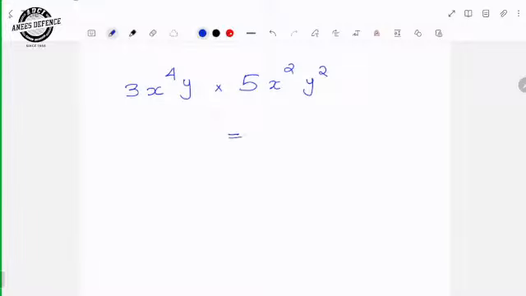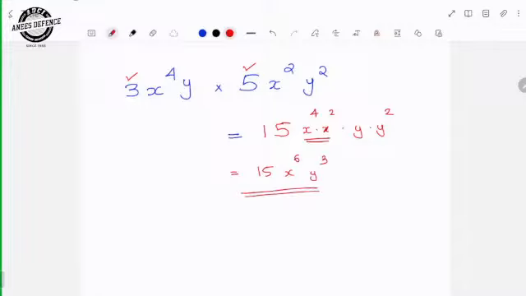How can we write this? See, 3 into 5 will become 15. Then x raised to 4 into x raised to 2, y into y raised to 2. So 15 into x raised to 4 into x raised to 2: a raised to m into a raised to n is a raised to m plus n, so x raised to 6, and y into y raised to 2 is y raised to 3. So the answer will become 15 x raised to 6 y raised to 3.